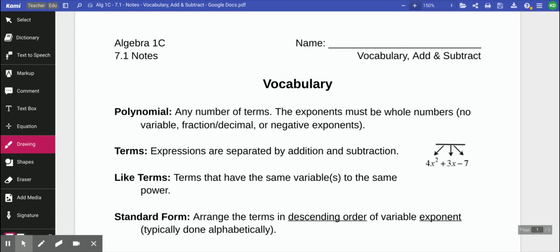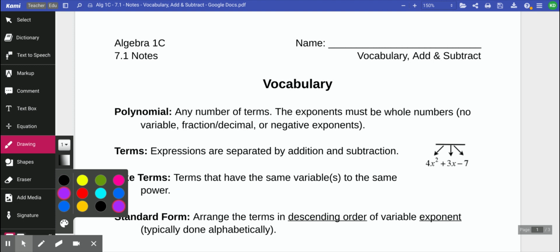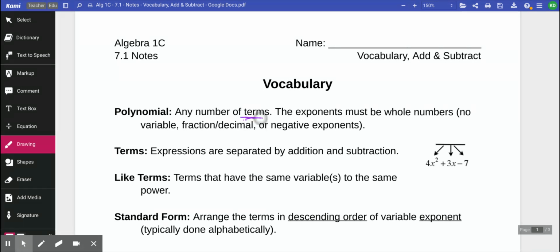Terms is a vocabulary term that we just used. So if a polynomial can have any number of terms, what is a term? A term is an expression separated by addition or subtraction. So in this example over here, we have one term, two terms, three terms. So these are our terms. It's 4x squared, that's our first term, plus 3x, that's our second term, minus 7, that's our third term. So we need to be able to count terms in a polynomial.